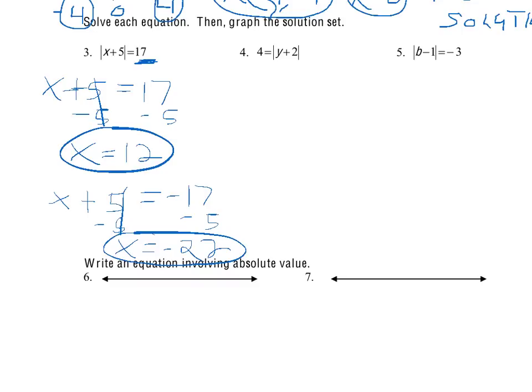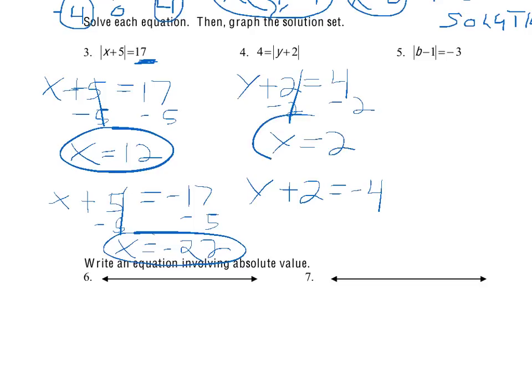Okay, for number 4, when I move on to that, I'm going to just switch it around and write the y plus 2. I can say that's equal to 4, or I could say it's equal to -4. But I keep that expression inside the absolute value the same. Then I just do the one step. I just subtract 2, subtract 2. So 4 minus 2 gives me 2. That's a solution. I do the same thing for the second equation. I subtract 2, subtract 2. -4 minus 2 gives me -6.